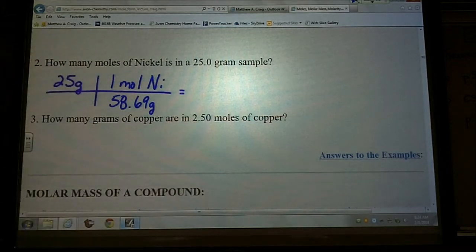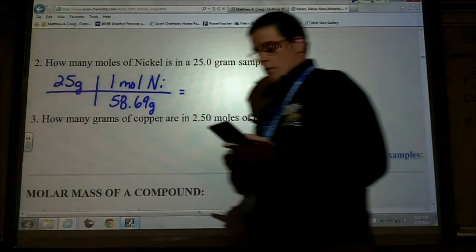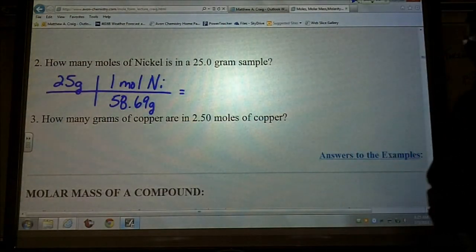Wait, mine says 58.93. Whatever yours says, use it. I don't know why they would be different, but if they are, just go with what you have there. Does it matter? It matters to a degree. If you're putting something like 158 in there, then we have an issue.